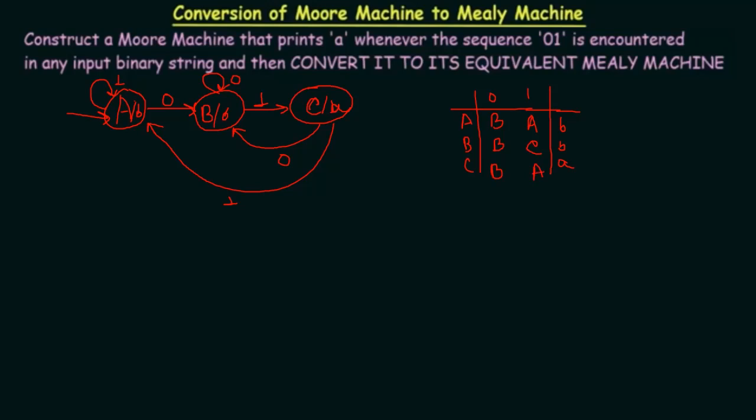Now if I want to convert it into an equivalent Mealy machine, I just have to move this particular output to the particular transition, because in Mealy machine the output depends on the particular transition, not the total current state. So first of all I have to remove each of these and put it beside the input alphabets. So here it was B, so it should be 1/B, and here it is also 0/B.